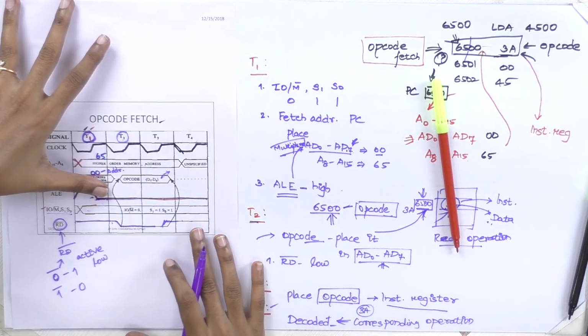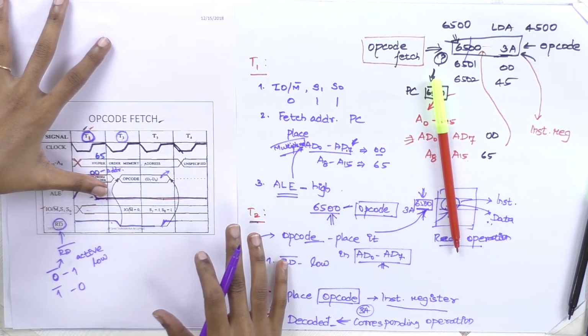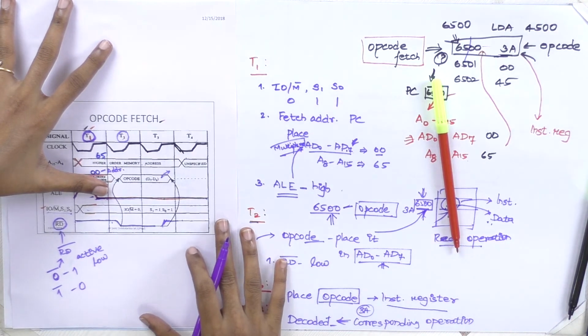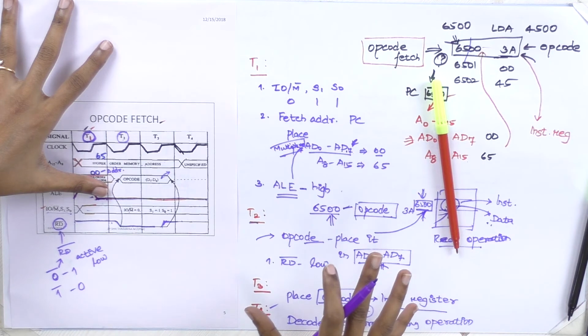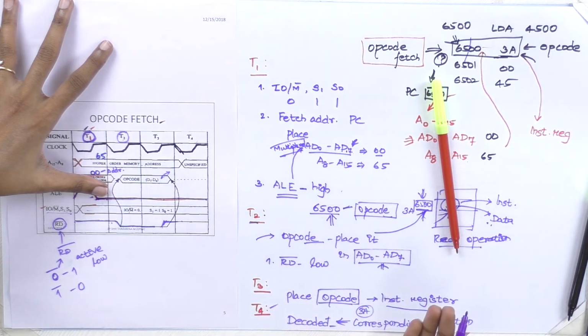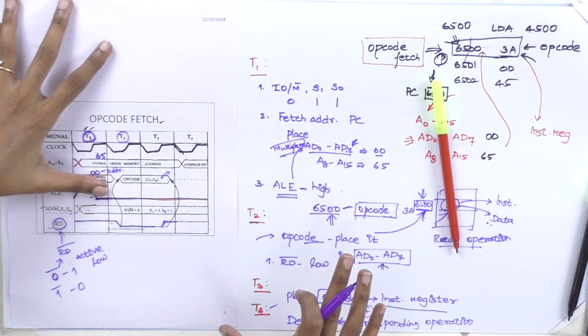Okay, so that's all about opcode fetch. Can you all get it? So once again we will recollect it. Opcode fetch is nothing but it will fetch the opcode from the memory and place it in the instruction register. This operation will happen during the opcode fetch machine cycle, which takes 4 T states.